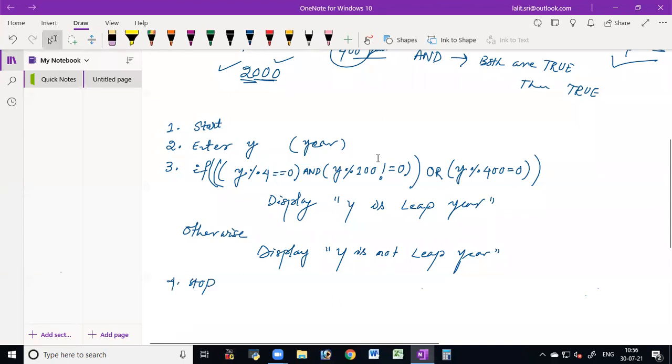Now can you draw the flow chart? That means everything is the same, but in this case, this total term will be written inside the diamond shape box. Clear?